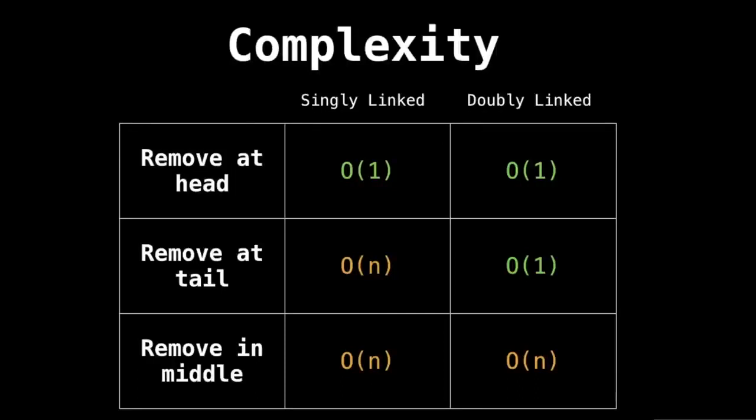And finally, removing somewhere in the middle is also linear time, because in the worst case, we would need to seek through n-1 elements, which is linear.